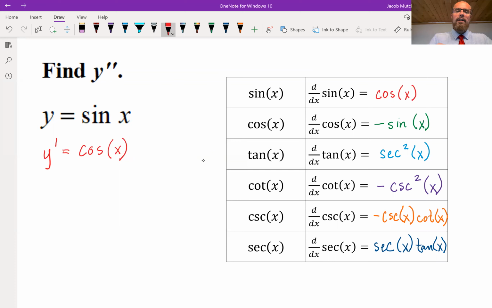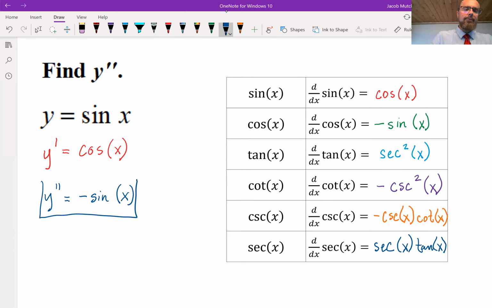I then want to find the second derivative. So again, once I take the first derivative, to find the second derivative, I just apply the differentiation rules to the first derivative. So now I'm looking for the derivative of cosine x. And I see that that is going to be, according to my table, negative sine of x. So surprisingly, when I take a second derivative of sine of x, it really comes back to the negative version of itself. So a fairly simple example there to begin.